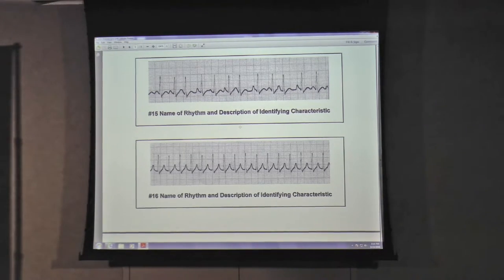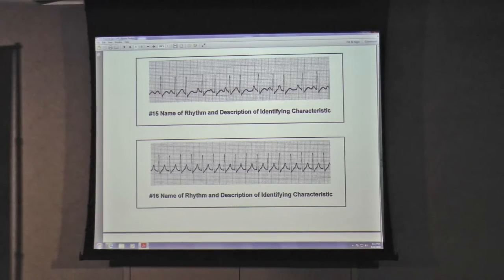All the same. So if this was regular, and all the P waves are the same, it would be this one down here. If 15 was regular, and all the atrial waves, or I guess we call them P waves, are the same, it would be PSVT. Because the P waves are changing, and that's what's causing the irregularity, we would call that MAT, multifocal atrial tachycardia.